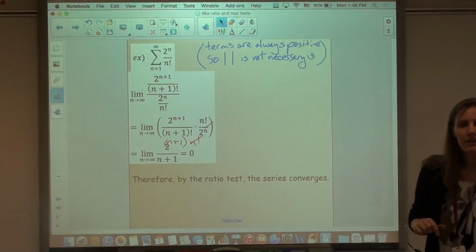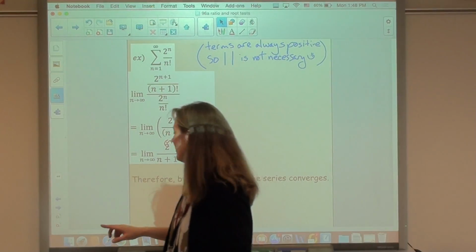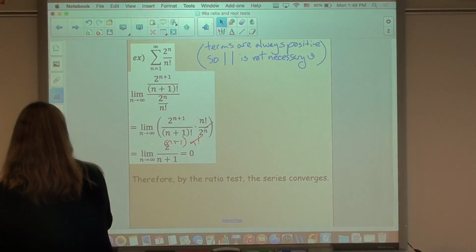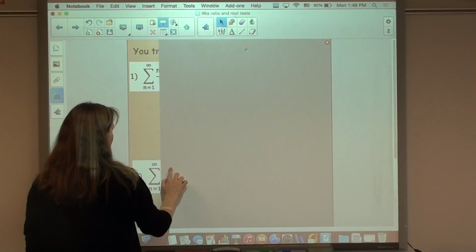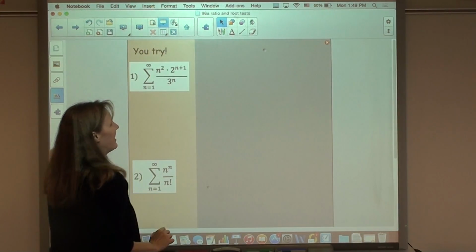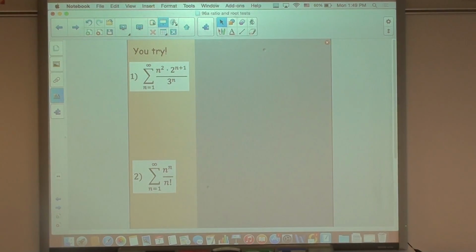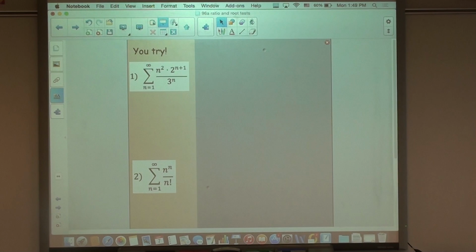Alright. So, are you ready to try a couple? Yes. Alright, close your eyes for a second. There we go. Alright, you can open them. Do we think we only need to worry about absolute and conditional convergence when it's an alternating series? Yeah.